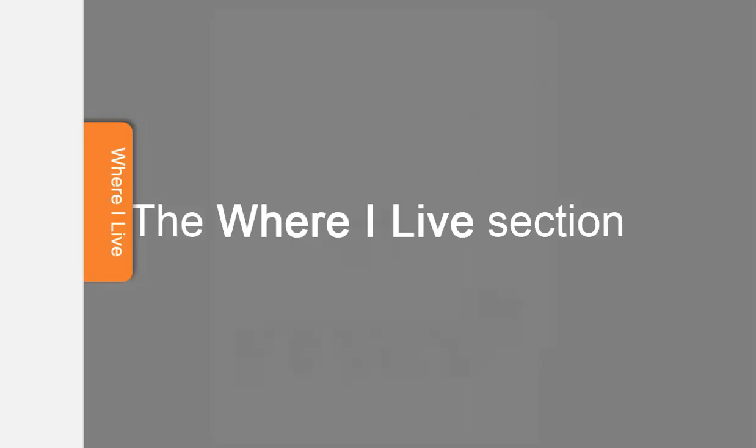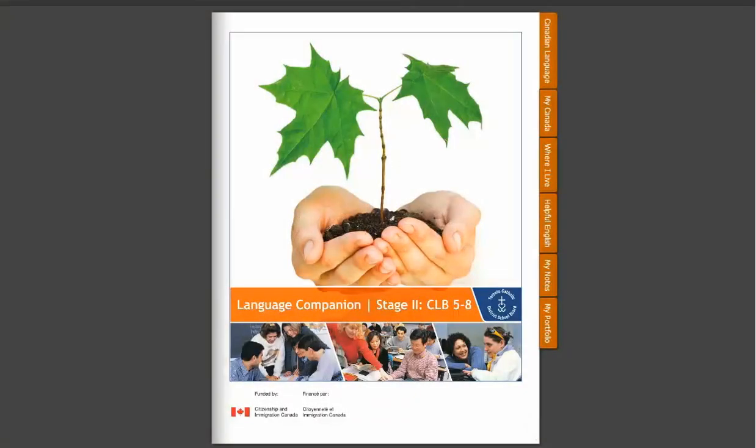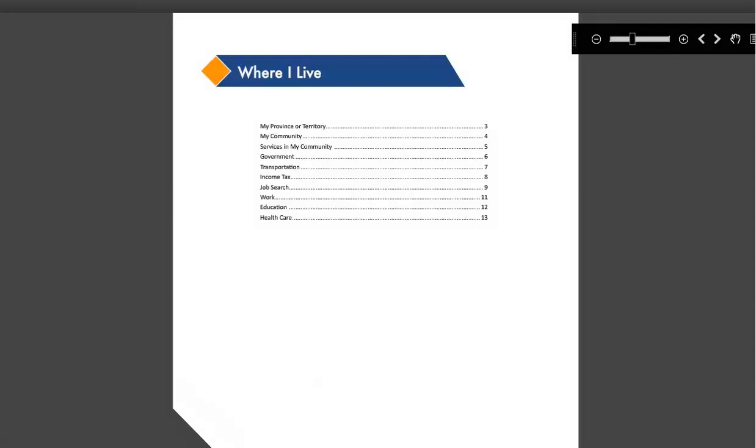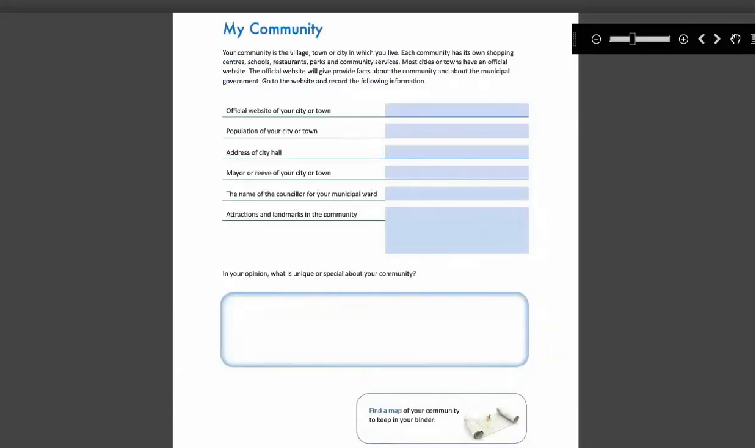The next section is called Where I Live. It can help you explore living in your province or city. Let's look at the table of contents. For each topic, you can add information about the services that are relevant to you. For example, on page 4, My Community, you are asked to research some information about your town or city and complete the chart and the opinion box.